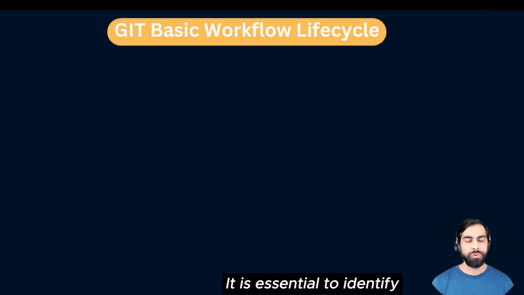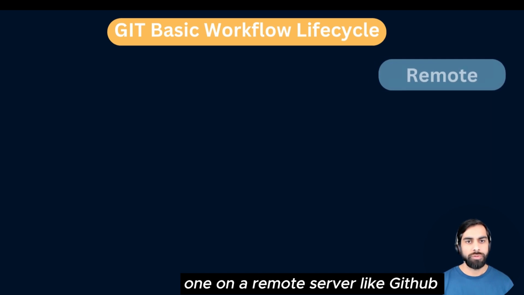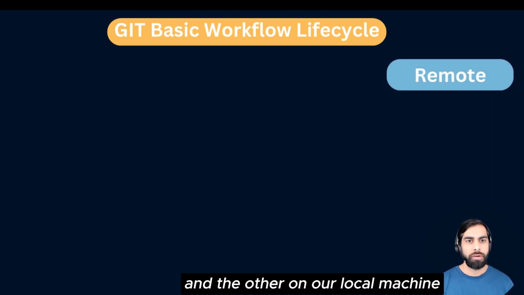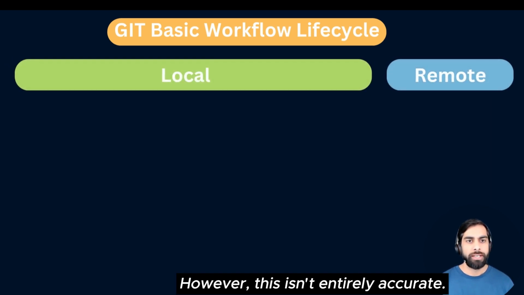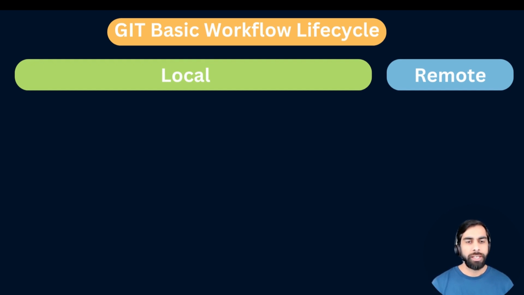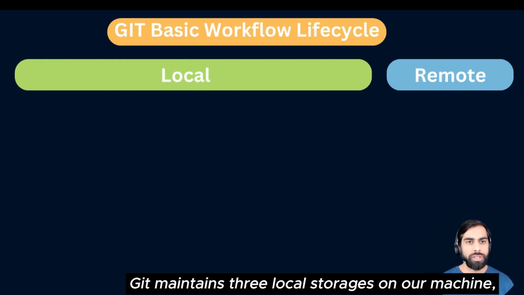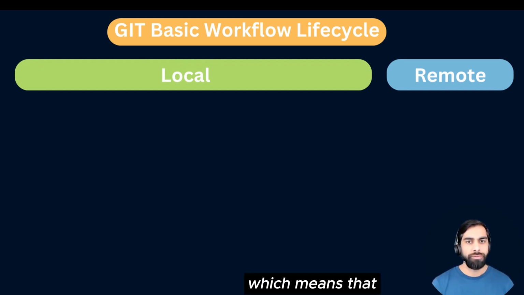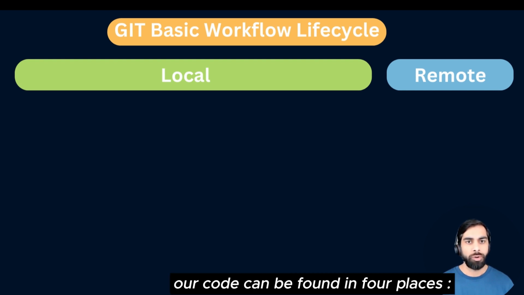It is essential to identify where our code is stored. The common assumption is that there are only two locations: one on a remote server like GitHub and the other on our local machine. However, this isn't entirely accurate. Git maintains three local storages on our machine, which means that our code can be found in four places.